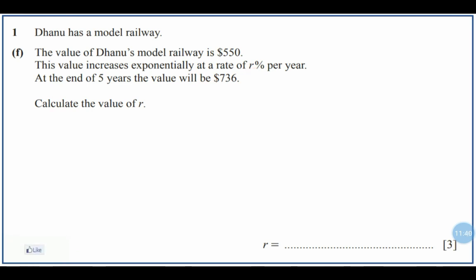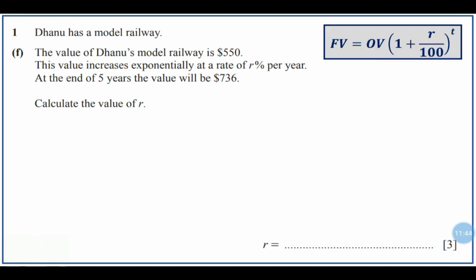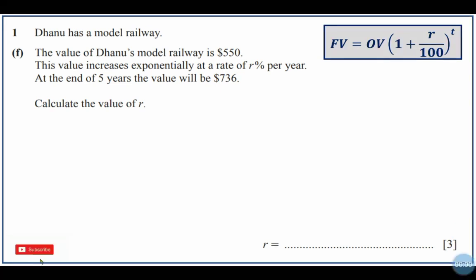Remember, if it increases exponentially, the formula will be this one. Future value is equal to original value times the quantity of 1 plus the rate over 100 to the power of the time in years. Let us just substitute that formula. So we'll get 736 is equal now to 550 times the quantity of 1 plus r over 100 to the power of 5.